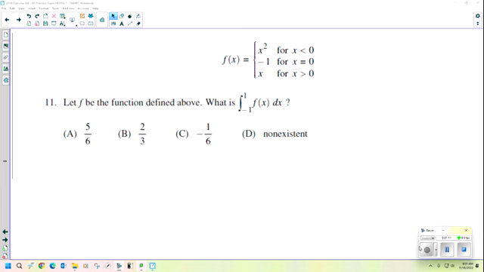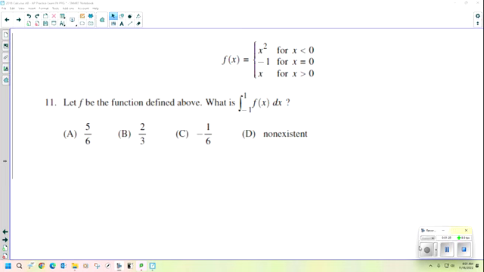Number 11 says, let f be the function defined above. It's a piecewise function because it is a function given to us in 3 pieces. What is the integration of f of x from -1 to 1?